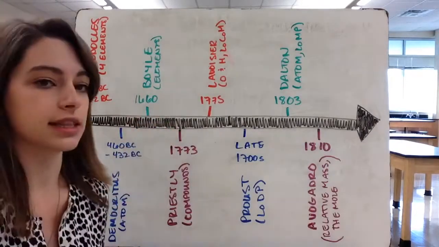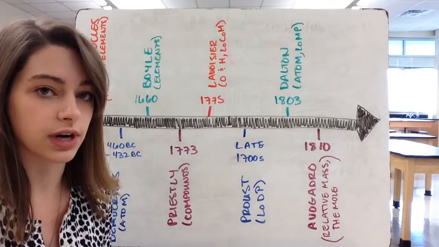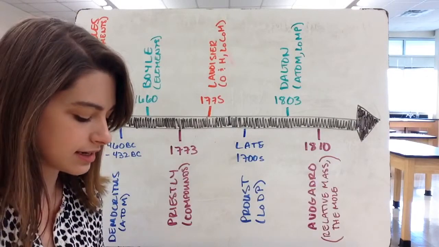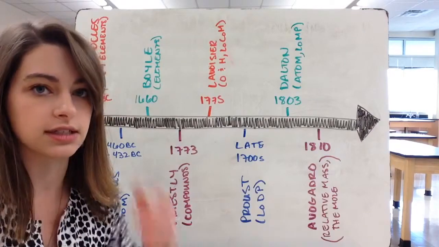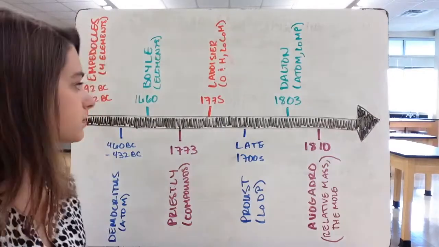We're going to make a huge jump in our timeline from 432 BC all the way up to 1660, and that's where we meet Robert Boyle. And Robert Boyle was the first person to use the word element as we use it today, and he said that elements are fundamental substances that cannot be broken down any farther. So that's our present definition of an element.